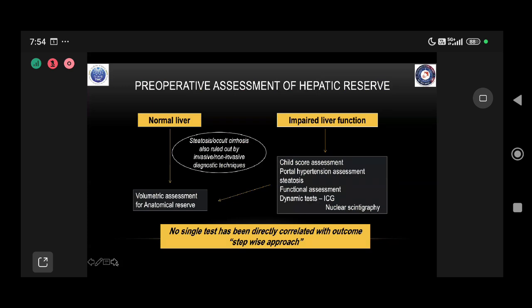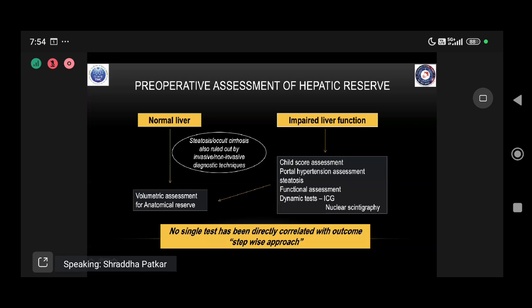So preoperative assessment of hepatic reserve is extremely important. There are volumetric tests which enable us to get an idea about the future liver remnant. But again, it's a volumetric assessment. It will not tell you what the functional reserve is.